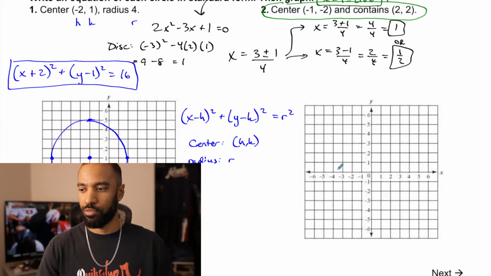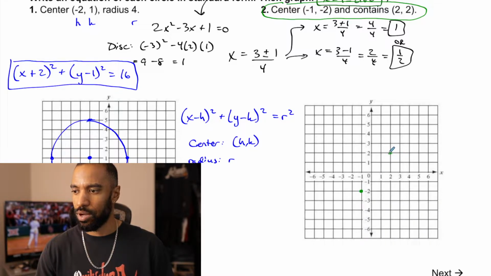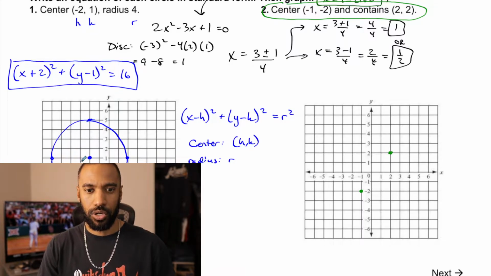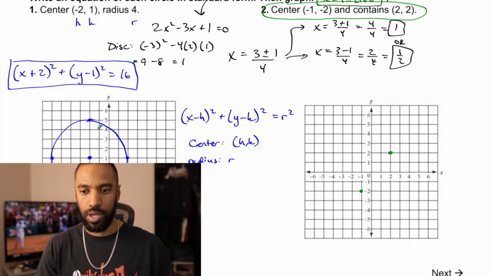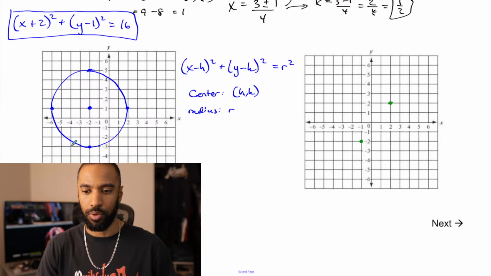The center's at negative 1, negative 2 right here. And it contains the point 2, 2 right here. Now, what they mean by contains the point is the circle is not the center. The circle is this rim around it. And each part of this rim is a point itself. It's not just these 4 points that I came up with right here.